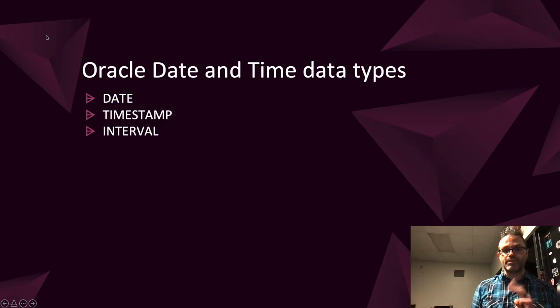So I'm looking at the three major data types in Oracle that deal with date and time. And we have the date type, which is the big overarching one. We have timestamp, which has some specific information. And we also have interval, which is a great ranged value. And we'll look at those as we go along through this.